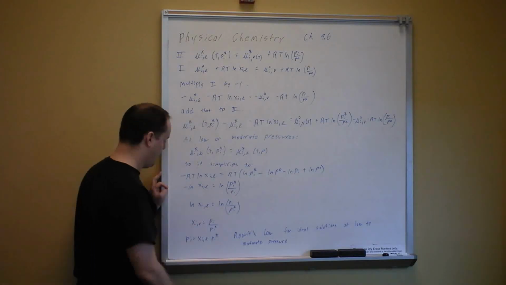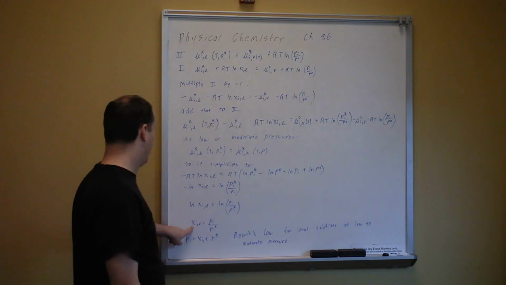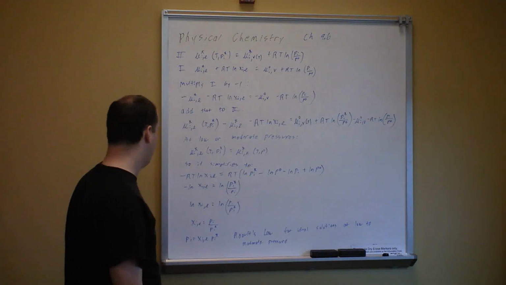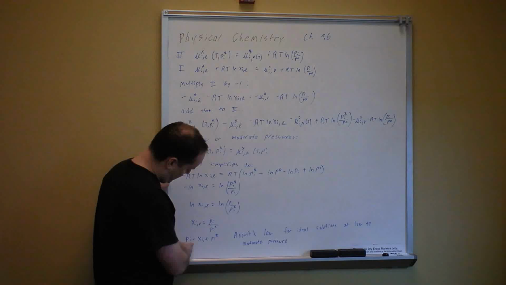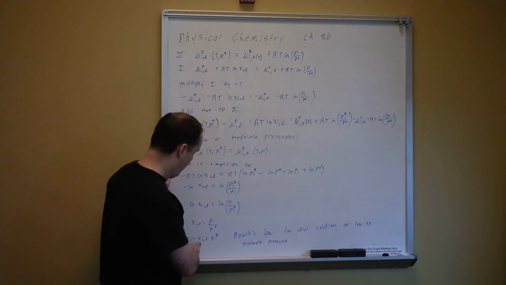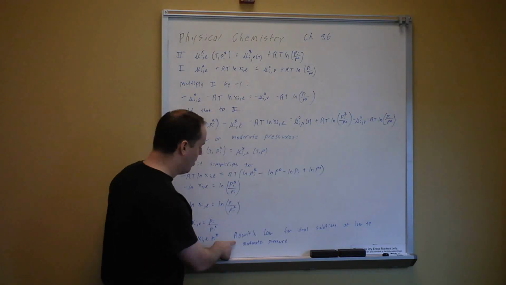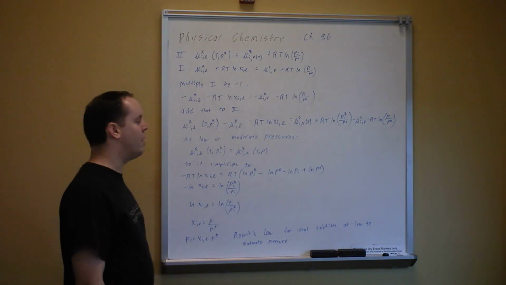pressure of I unmixed. Taking e to both sides, of course, we get mole fraction of I in the liquid phase is equal to partial pressure of I over partial pressure of I unmixed. Solving for the partial pressure of I, we get the partial pressure of I is equal to the mole fraction of I in the liquid phase times the partial pressure of I unmixed. That is called Raoult's law for ideal solutions, and that's valid at low to moderate pressure.